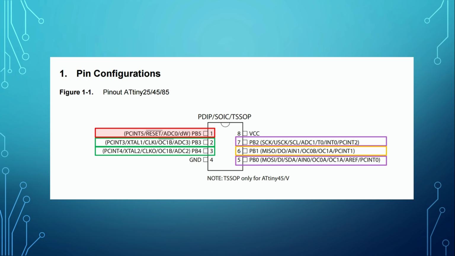Pins 5 and 7 are dedicated to serial communication and are used for our I2C interface. Pin 2 and 3 can be used to measure voltages. We use them to measure voltage and current.